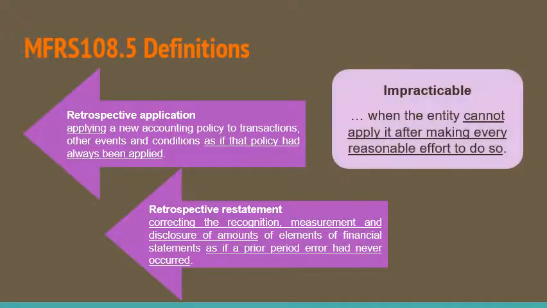Another term that needs defining is impracticable. It simply means that an action is impossible in practice to be done or to be carried out. From the standard's point of view, an action, in this case applying retrospective application or restatement, is considered impracticable or impossible in practice to be done when the entity cannot apply it after making every reasonable effort to do so.